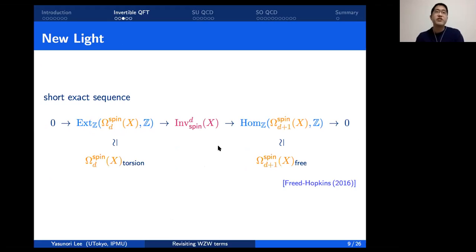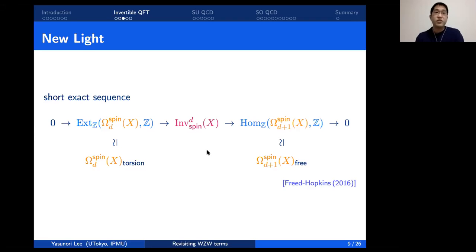So the recent understanding of invertible QFTs is that the group of deformation classes of invertible QFTs is captured by the following short exact sequence. Here, deformation just means the variation of the parameters. So two theories only differing in the value of the parameters are identified.